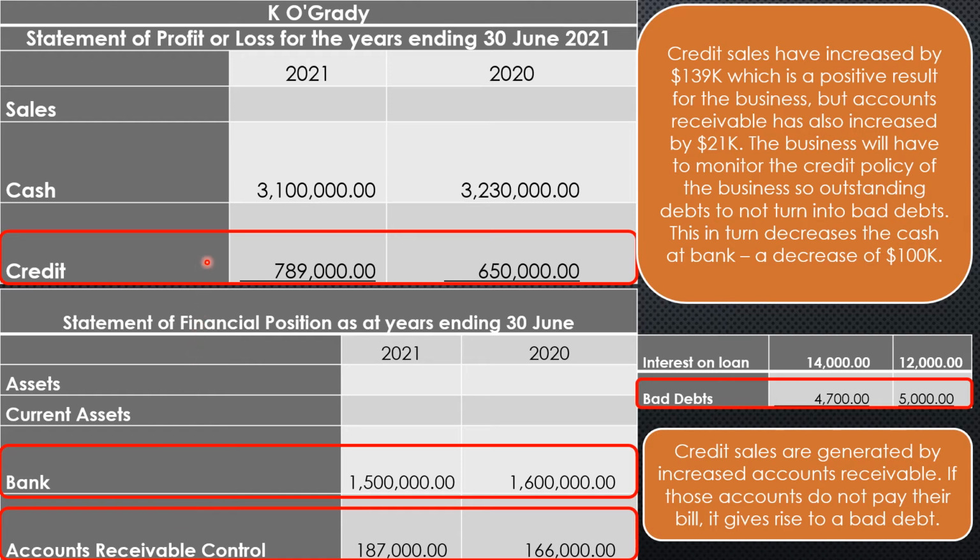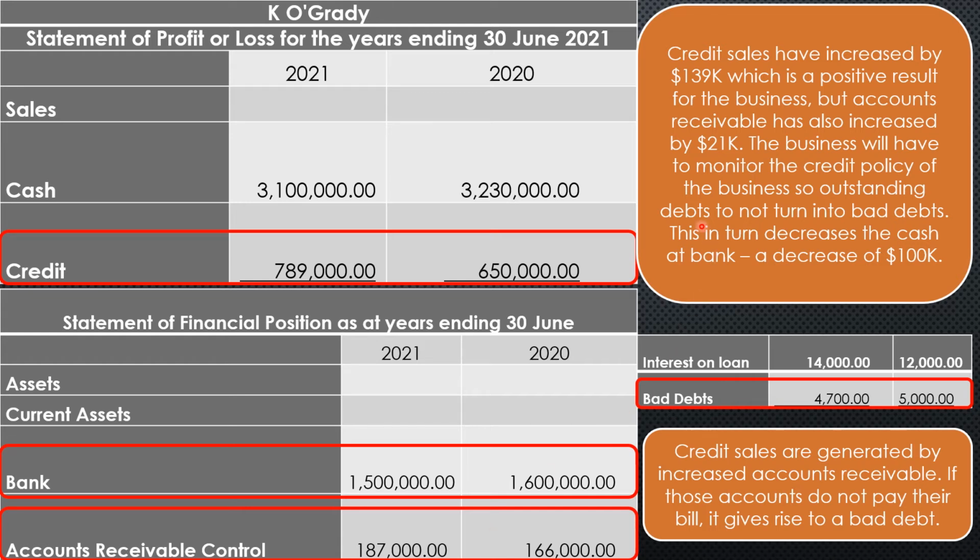So we have seen here that there has been an increase in credit sales of $139,000, which is a good result for the business. Okay, but accounts receivable has also increased by $21,000 as well. So what we need to look at is whether this increase of $21,000 is creating a cash flow issue for the business. Now, what I mean by a cash flow issue is these accounts receivable are not paying their accounts on time, and therefore we do not have enough cash to pay for our day-to-day operational expenses, but also payment for any expansion in terms of increasing property, plant, and equipment.